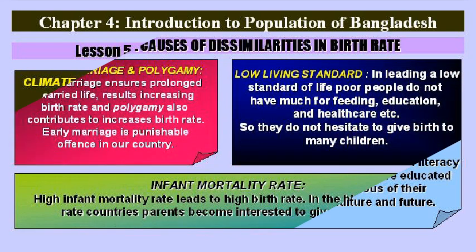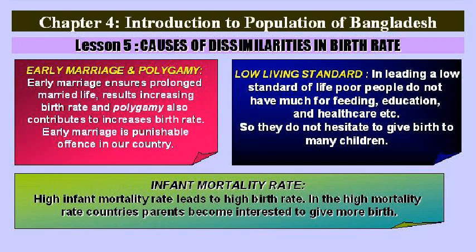Then the next one is early marriage and polygamy. Okay, early marriage ensures prolonged married life, a long time. Okay, this results in increasing birth rate, and polygamy also contributes to increased birth rate. Early marriage is a punishable offense in our country, in Bangladesh. Okay, then low living standard. In leading a low standard of life, poor people do not have much for feeding, education, and healthcare, etc. So they do not hesitate to give birth to many children.